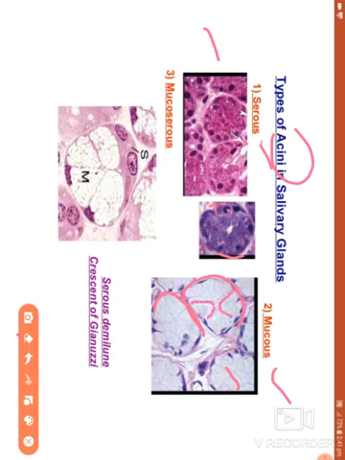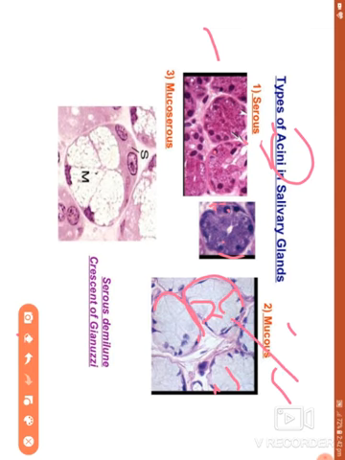Columnar cells. See the nucleus, flat, towards the periphery. The nucleus is basophilic, which takes blue color. See the difference in the nucleus in the mucous and serous acini. Serous has a round nucleus towards the base. This is the flat nucleus towards the periphery.